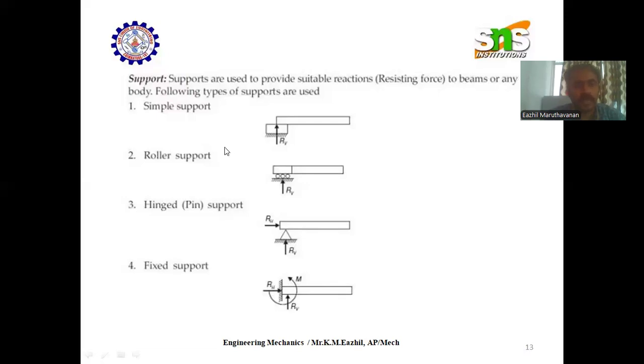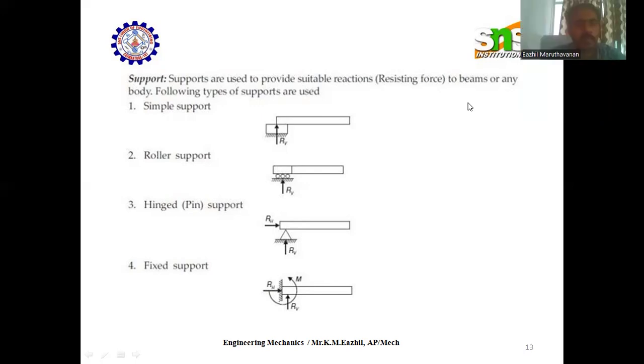Good afternoon. Today we'll see about the supports, loads, and the problems based on supports and loads. Supports are used to provide suitable reactions to beams or any body. The following types of supports are used: simple support, roller support, hinged or pin support, and fixed support.